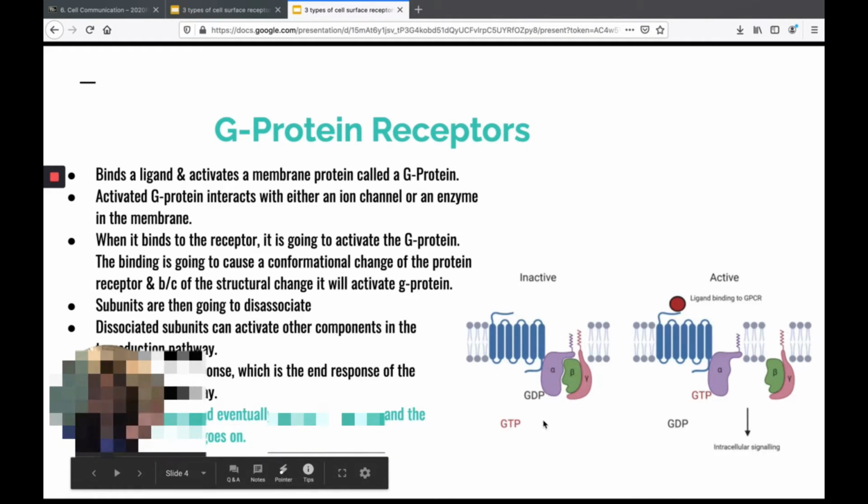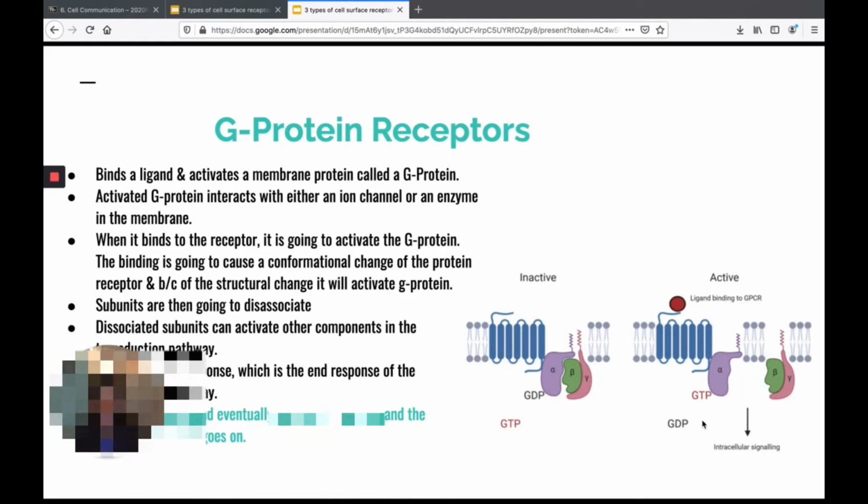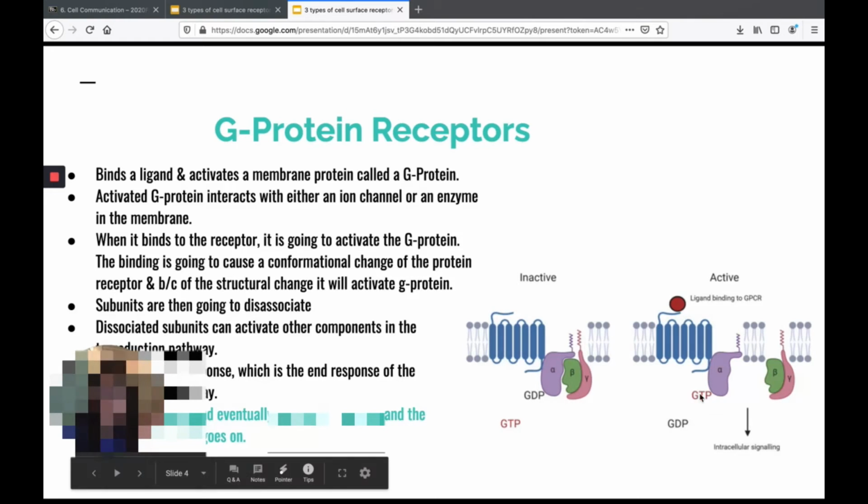The binding is going to cause a change of the protein receptor, and because of that structural change, it will activate the G-protein, and the subunits are going to dissociate. As you can see here, this is the inactive one. When it's activated, it's going to change the GDP to GTP. An easy way for me to remember this is that ATP has way more energy than ADP. And this is how I remember: when it's active, it's GTP.